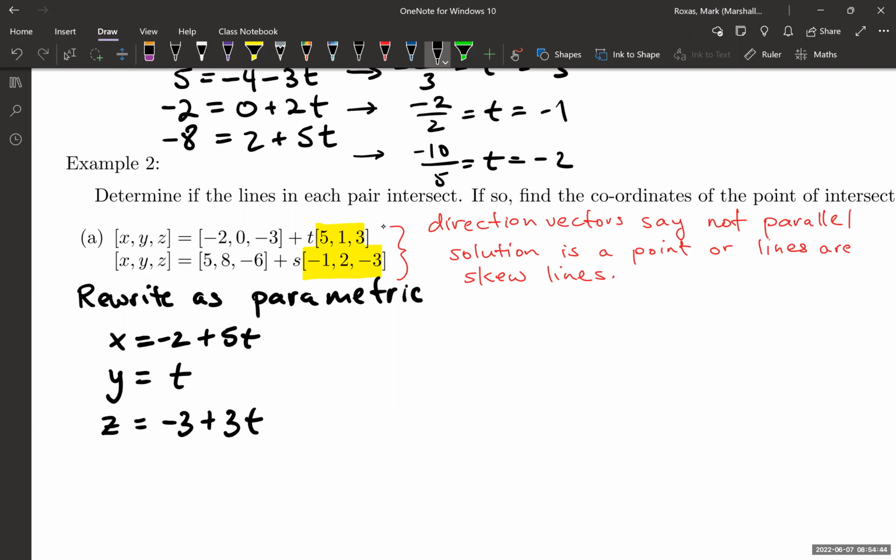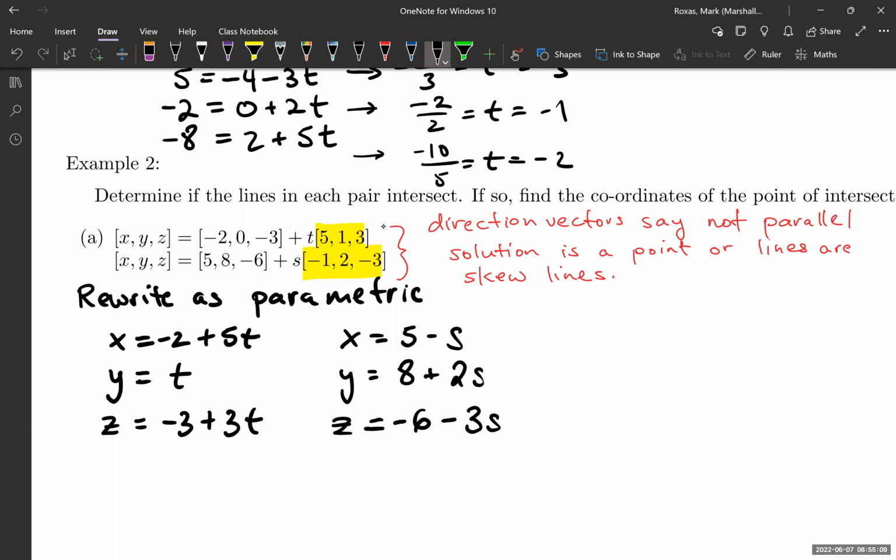I'm going to also do the same thing for the second vector equation. I'm going to rewrite that as a parametric equation. So x equals 5 minus 1s, so 5 minus s. y equals 8 plus 2s. And then z equals -6 minus 3s.